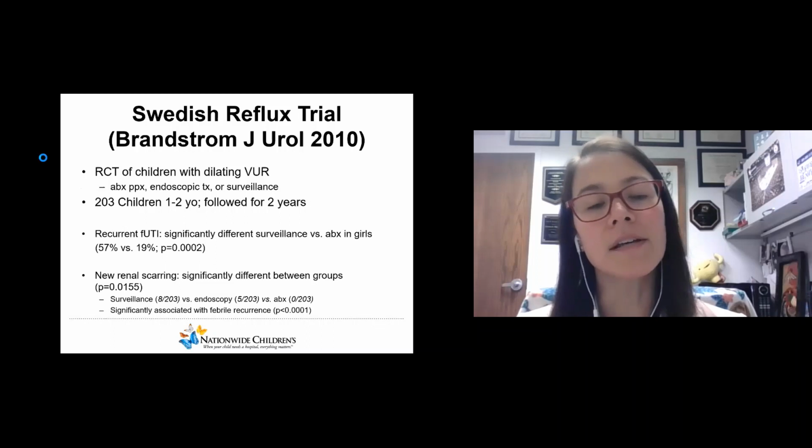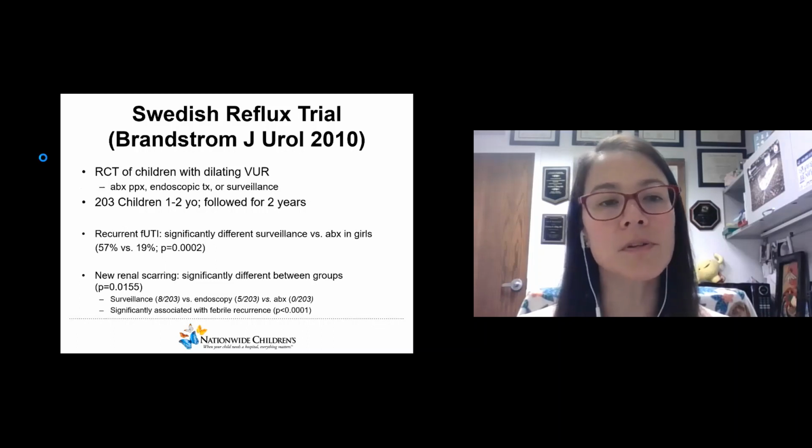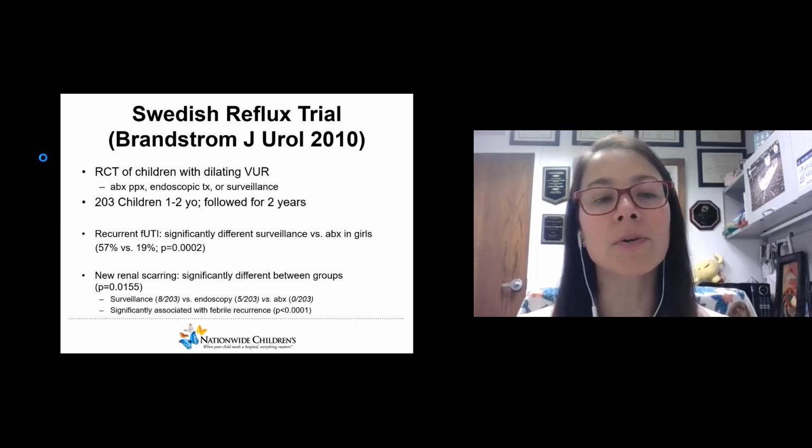The next study only looks at children with dilating reflux, so all these children had reflux. This is out of Sweden. It's the Swedish reflux trial. It was a randomized control trial of children getting either antibiotic prophylaxis, undergoing endoscopic treatment, or surveillance, and they followed patients for 2 years. They found that recurrent febrile urinary tract infections were significantly different between those on surveillance versus on antibiotic prophylaxis, but only in girls.